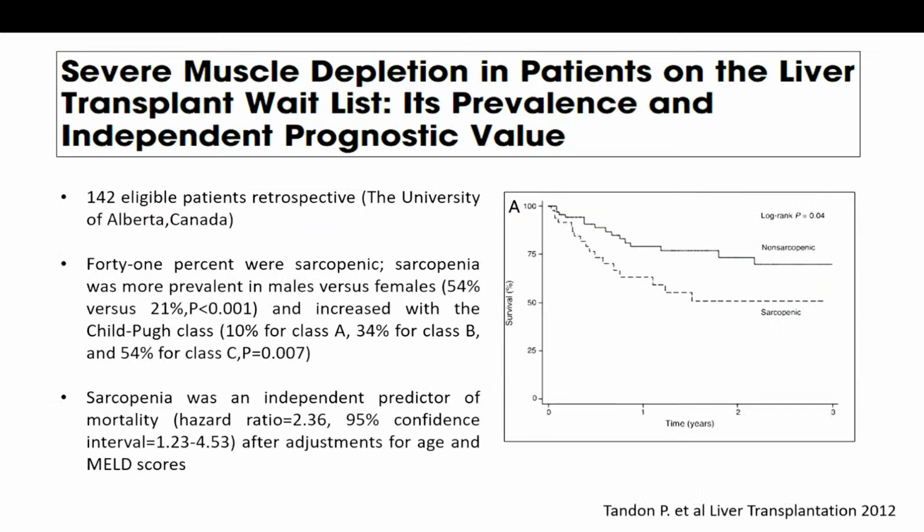In the wait list period, there are many elegant studies. This is one of the studies from Alberta, Canada, by our colleague Purita, who has beautifully shown that out of 142 of these patients, nearly 41 were sarcopenic. But what was important was that more sarcopenia was seen in those who were Child C versus Child A, which, as we all know, is about 50% of Child C being sarcopenic compared to 10% in Child A. And sarcopenia was an independent predictor of mortality. And clearly, those on the wait list who were badly sarcopenic had more waitlist mortality.